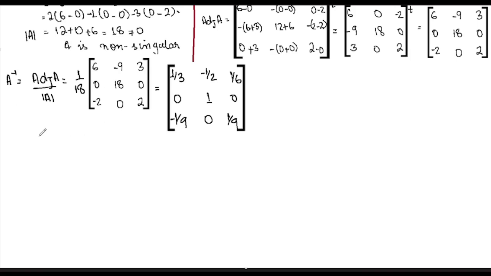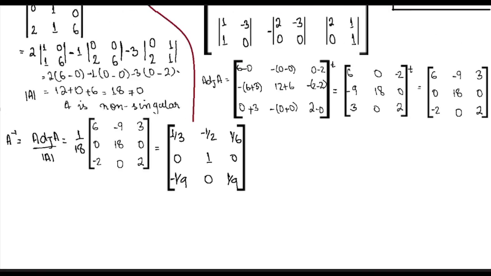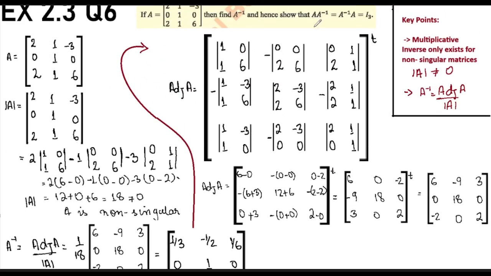Now we are going to prove this equation, this one written over here, A into A inverse equals A inverse into A, which is equal to identity matrix. So first of all, we are going to find this one and prove that it is equal to identity matrix. Then we are going to find this one and again prove it equal to an identity matrix, and therefore all three will be equal.